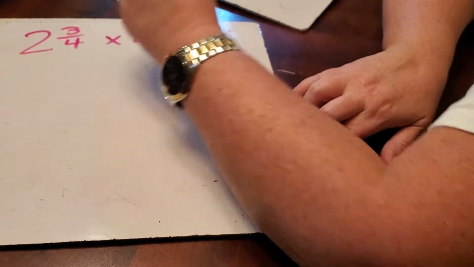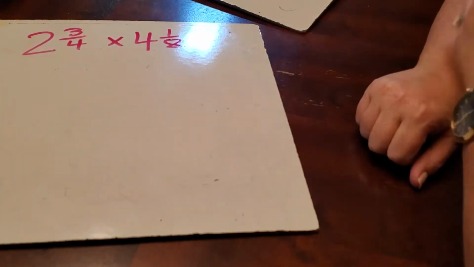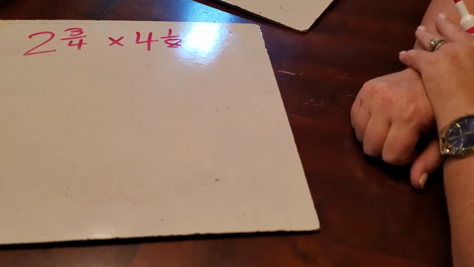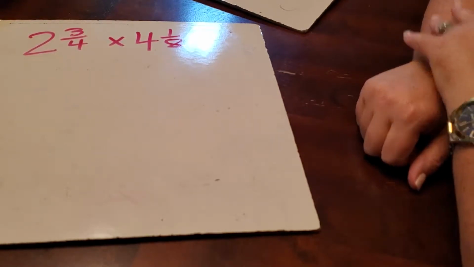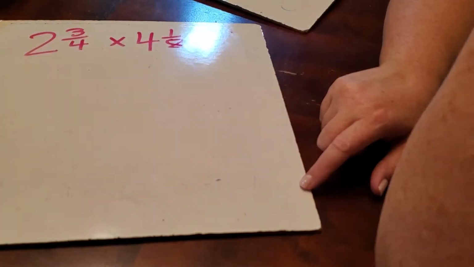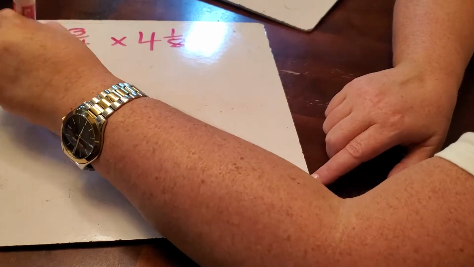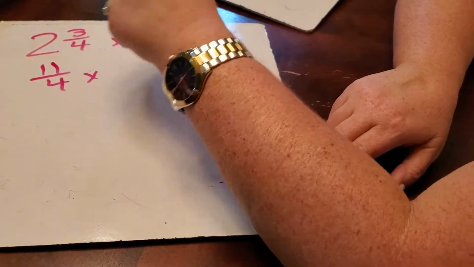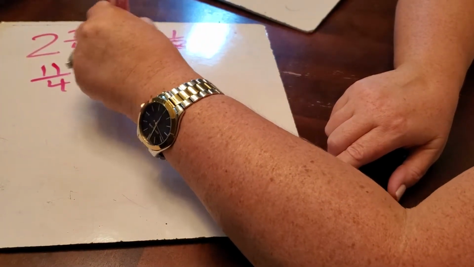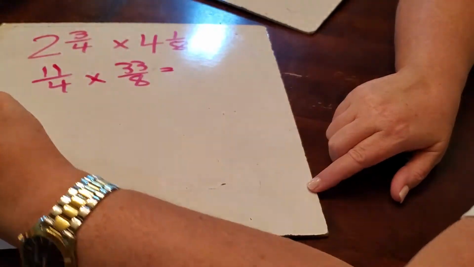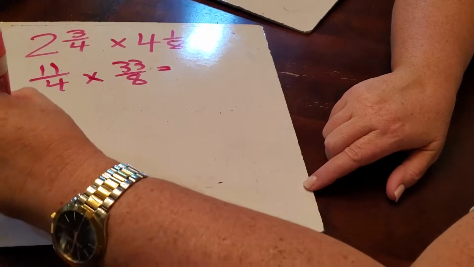Okay, now, if I were going to work this problem, or teach kids how to work this problem, most of us would say, all right, we're going to take this and change it to an improper fraction. So that would be 11 fourths times 33 eighths. Okay, and so now I'm going to have to multiply. Geez Louise, what have I gotten myself into?